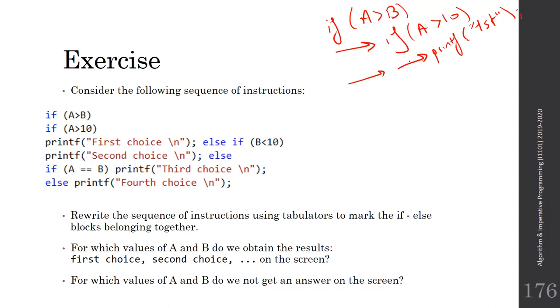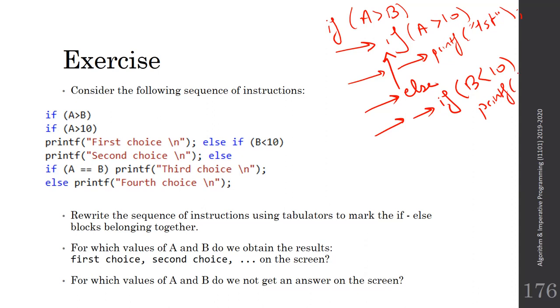And then I have else. So else is linked to the last if, so it's linked to this one. In else, I have an if, so if is inside else. So else, and tab. So if B less than 10, I will printf second.